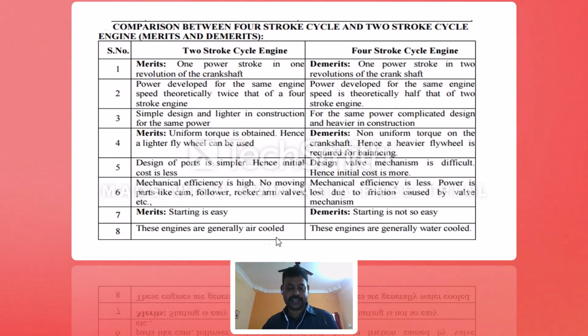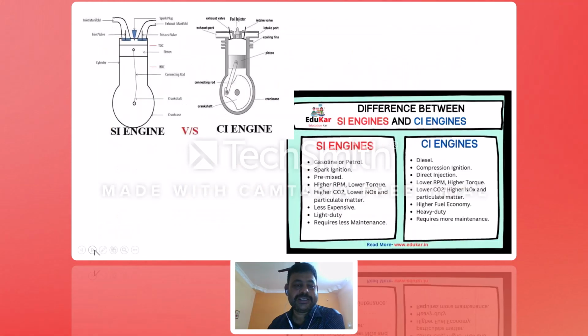These engines are generally air cooled. These engines are water cooled. This is somewhat like a two-wheeler. This is like a four-wheeler or a truck or bus. So this is the typical comparison between SI engine and CI engine. Almost look like the same. SI engine you have a two stroke, CI engine you have a four stroke.